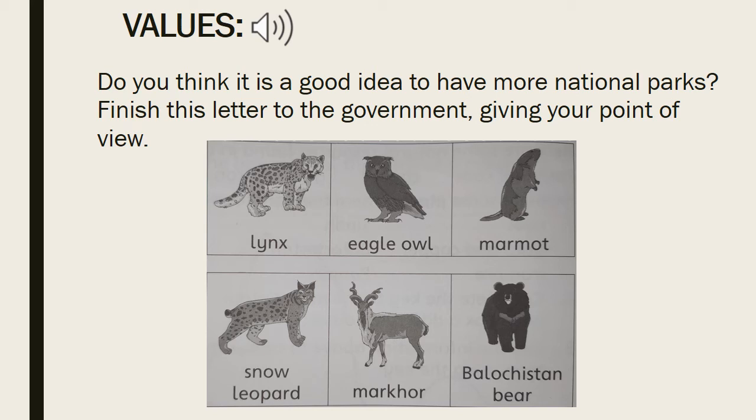For example, I think I wanted it to happen because animals are a part of our nature and they should not be killed, and animals and plants are a beauty of our country, so they should be given proper care. They should be looked after, and then at the end you have to write your name. In the last blank you have to write your name.